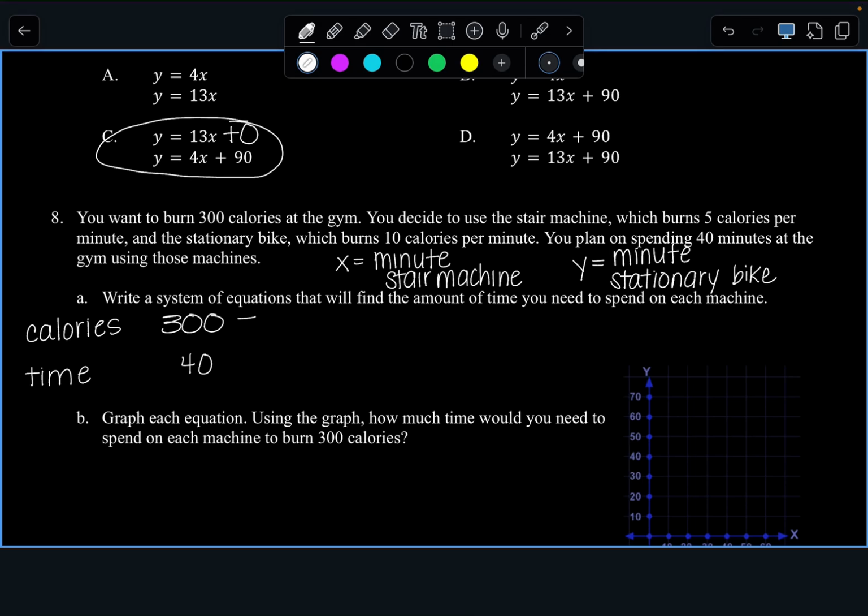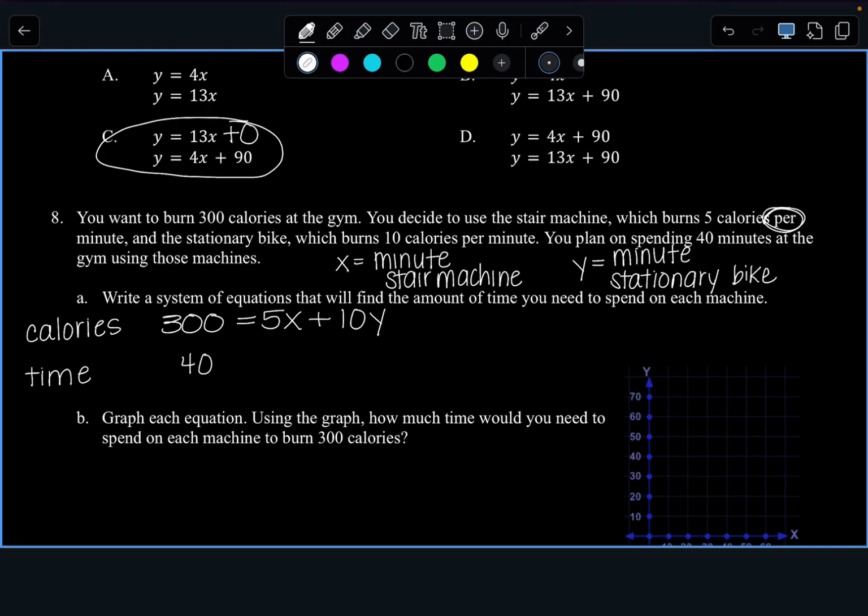For calories, it says the stair machine burns 5 calories per minute. Whenever we see the word per, it's going to be multiplied by something. So this is going to be 5x. How much do we burn on the stationary bike? 10. So that's going to be 5x plus 10y, because again, that's per minute.